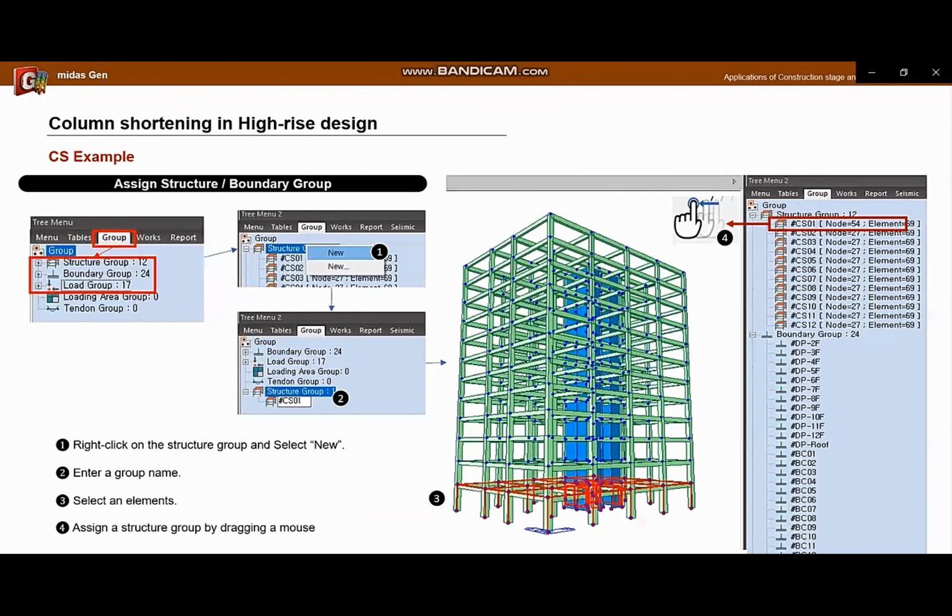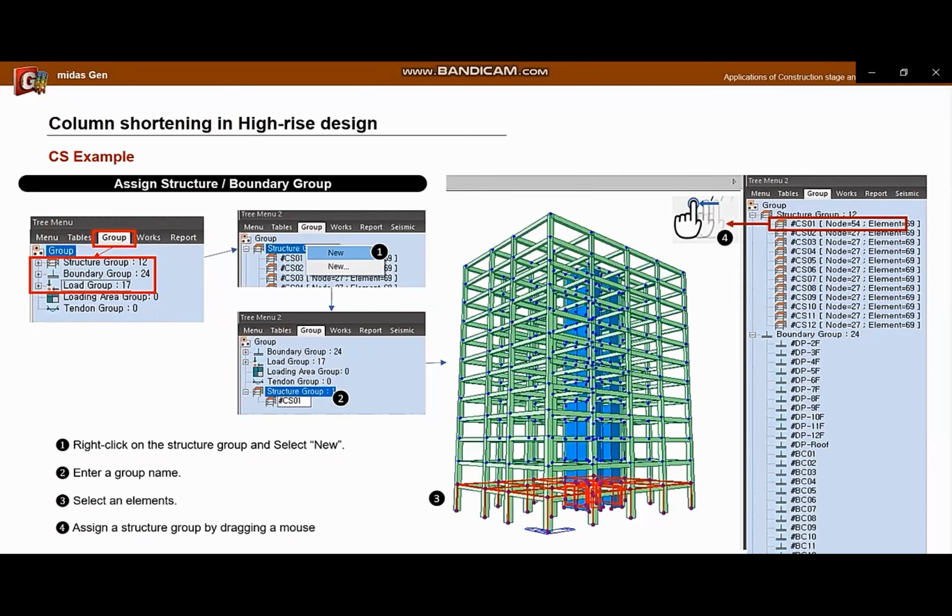When the modeling is completed, a group should be created according to the construction stage table. If clicking the Group tab of the tree menu, you can find the group tree for structure, boundary, and load. If clicking the right button of the mouse on the group type and selecting New, a sublist is created, and you can modify the group name according to the schedule table.